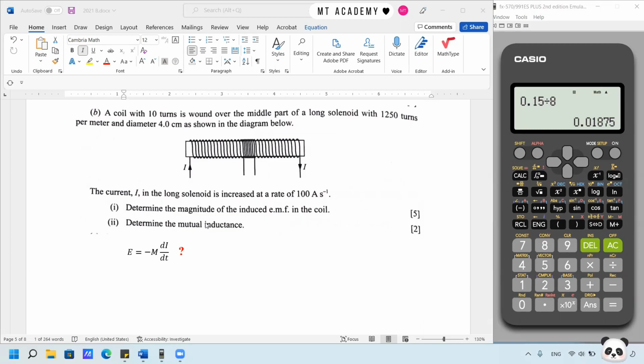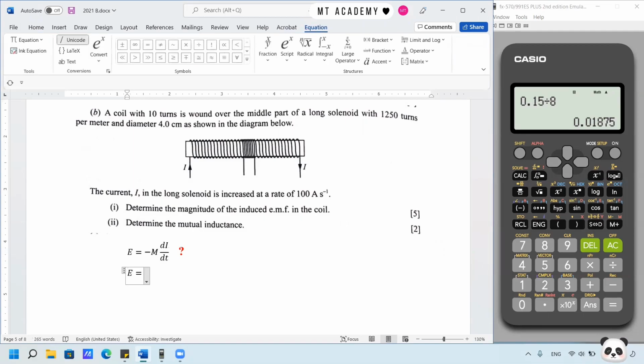So how can we solve the first question? Maybe we can start from the derivations. That's why I always say that derivation is a very important thing. We need to master it to solve a lot of questions in physics. First of all, we start from Faraday's law: the EMF is equal to dΦ/dt. We just need to determine the magnitude, so we can ignore the negative sign. The flux is equal to NBA.